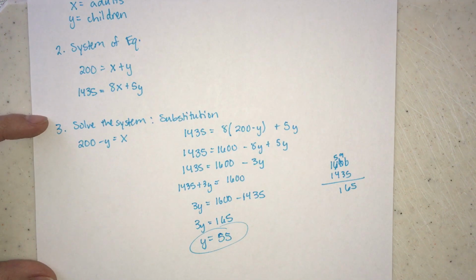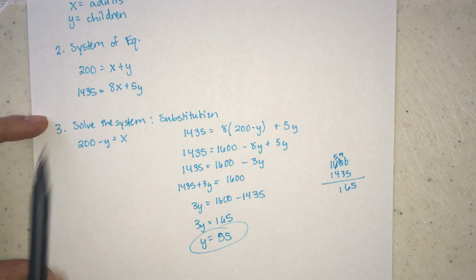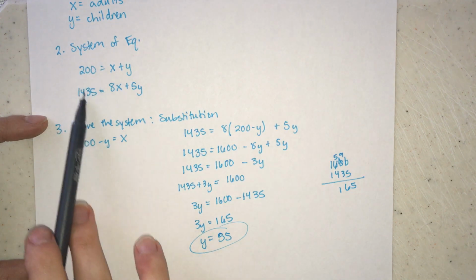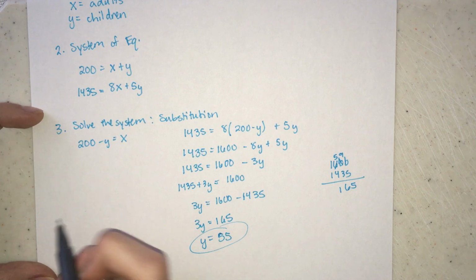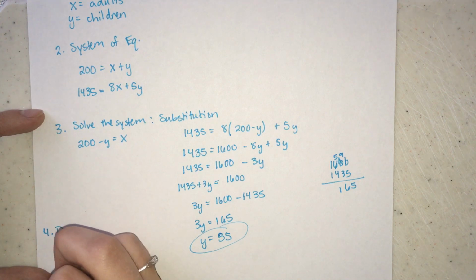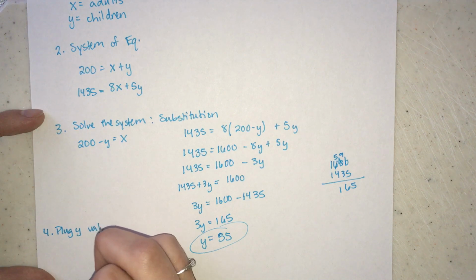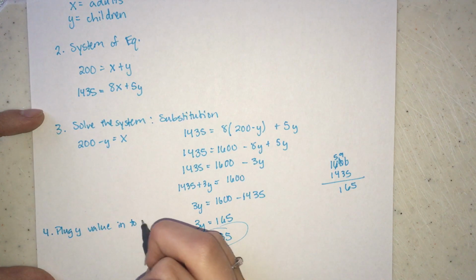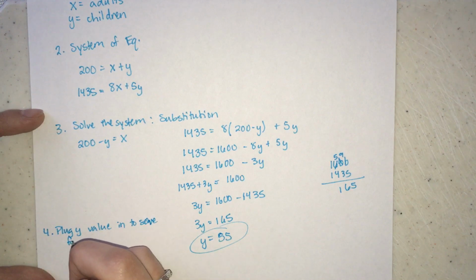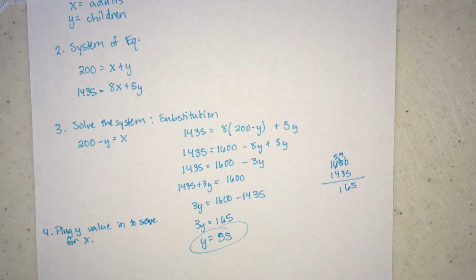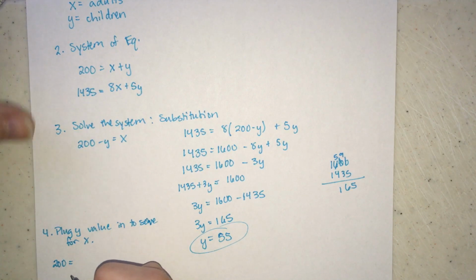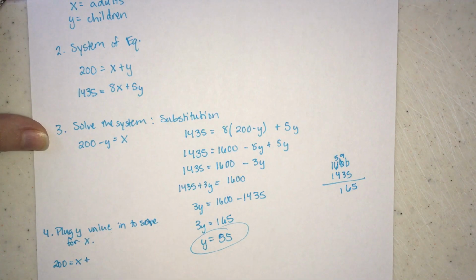Now we want to plug our y value into one of these equations. Okay? So I'm going to choose to plug it into the first, to solve for x. So we have 200 is equal to x plus 55. So 200 minus 55 is equal to x, or x is equal to 145.